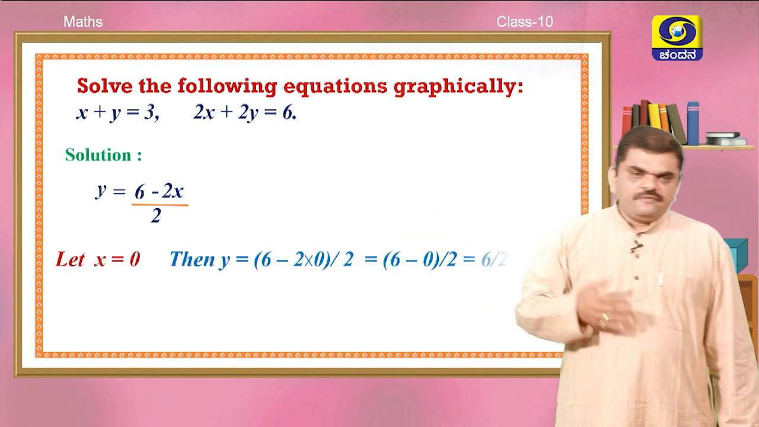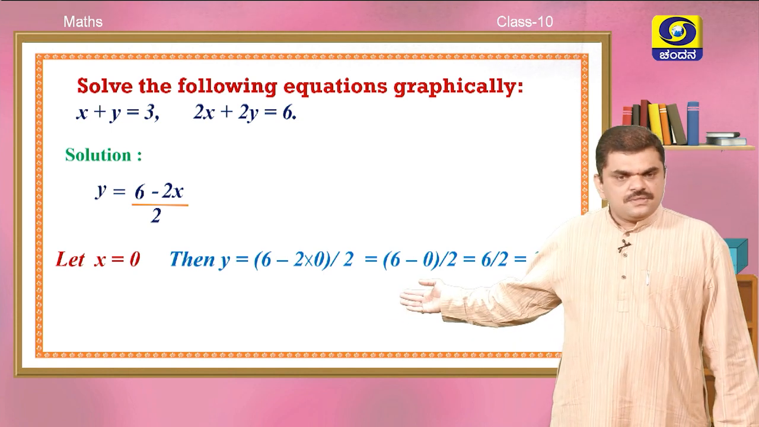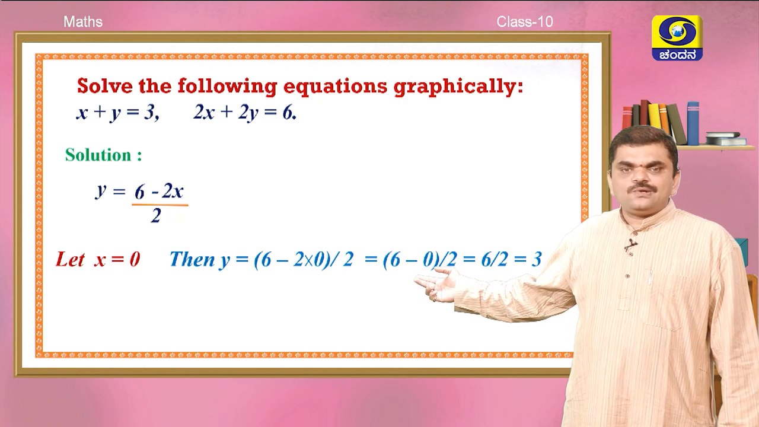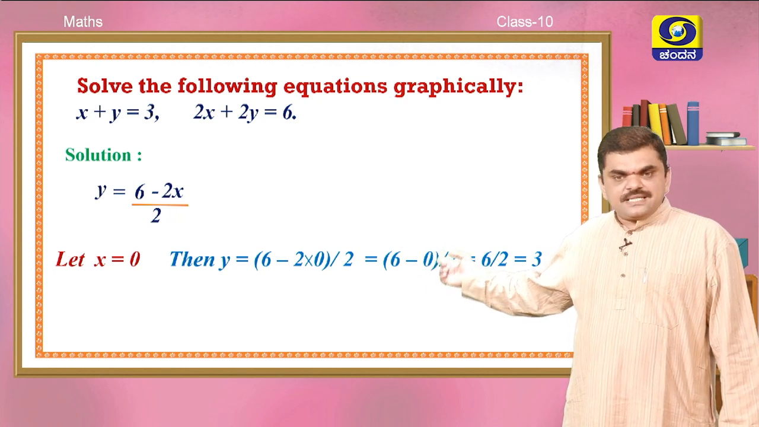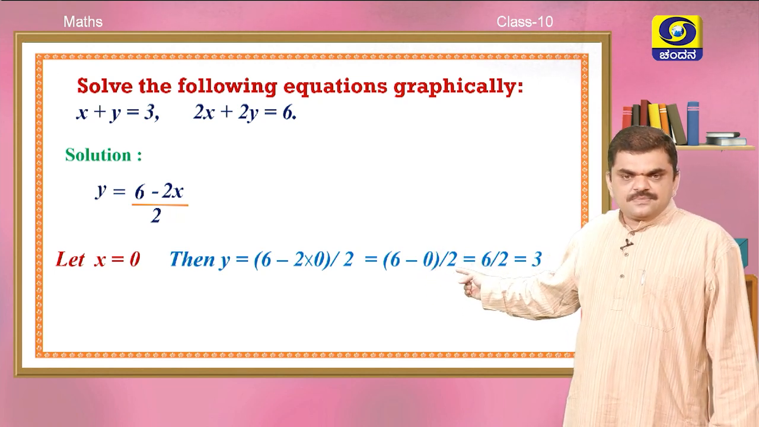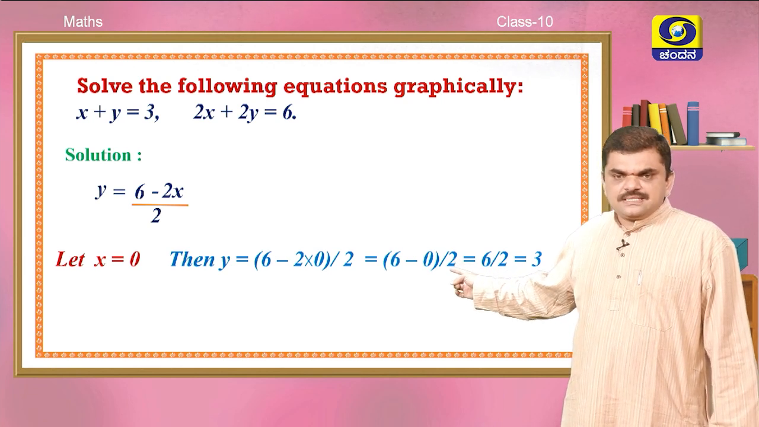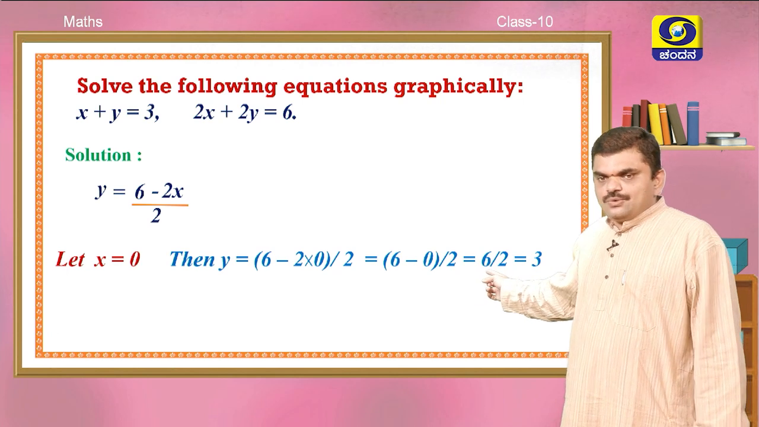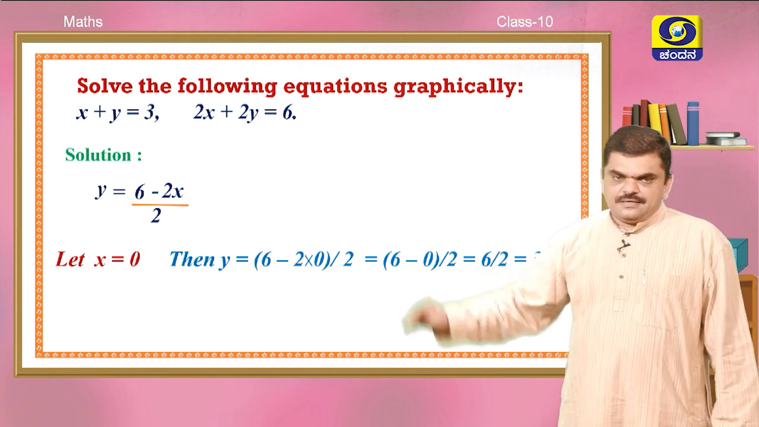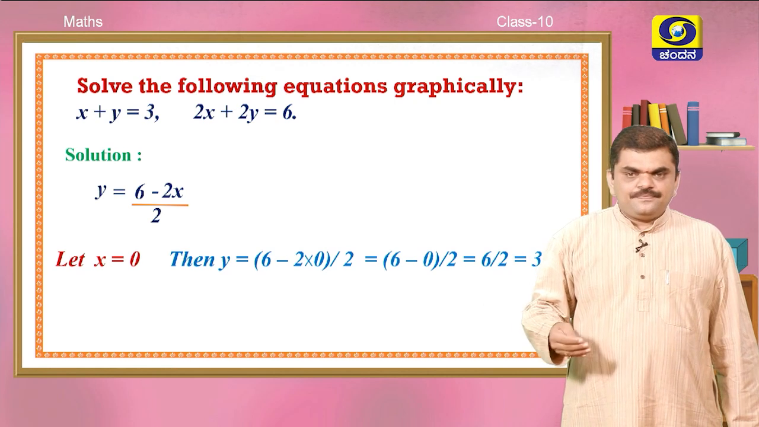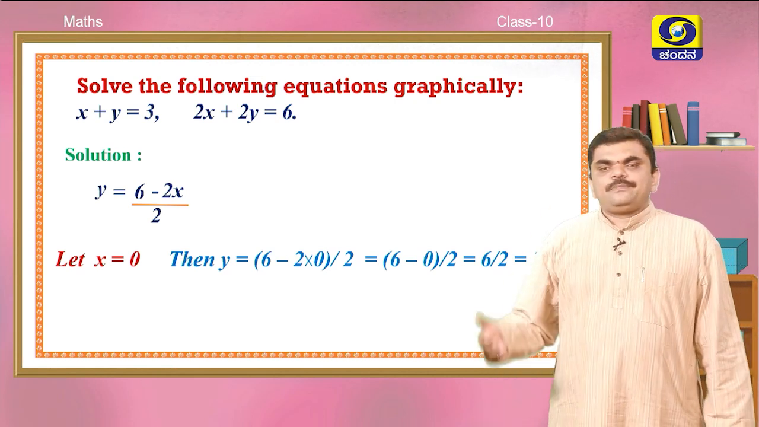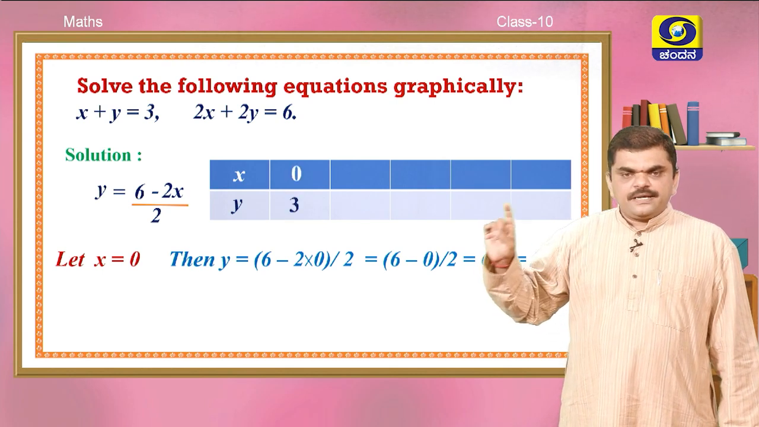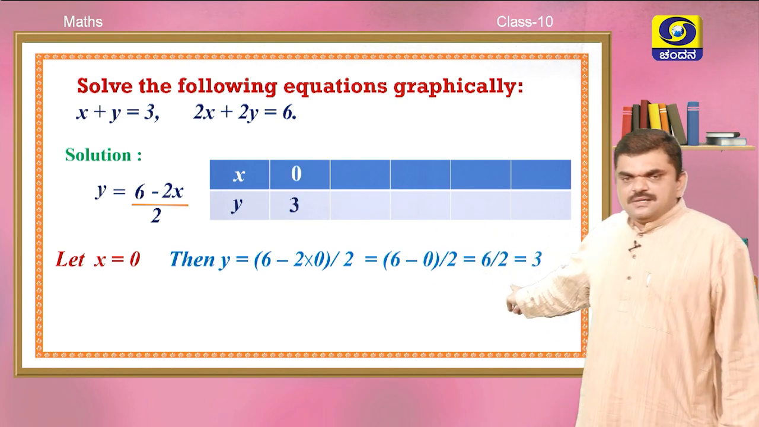Let us substitute the values. x is equal to 0. When x is equal to 0, y is equal to (6 minus 2x) divided by 2, that is 6 minus 2 into 0, that is 0, 6 minus 0 divided by 2, that is 6 by 2, that is 3, children. What is the next step? Yes, create a table x, y. When the x coordinate becomes 0, the y coordinate becomes 3.